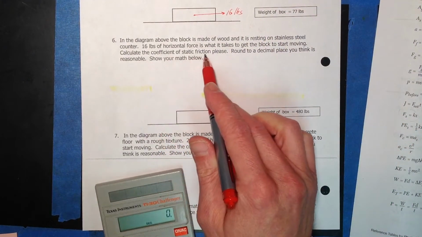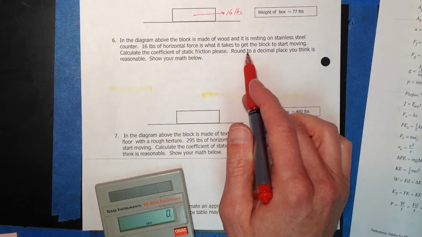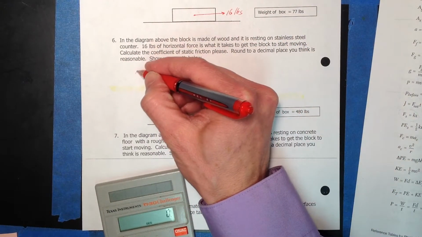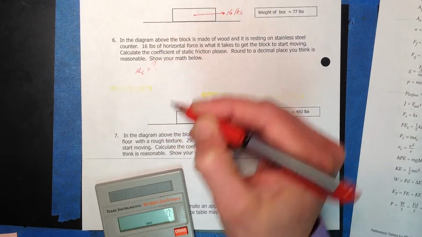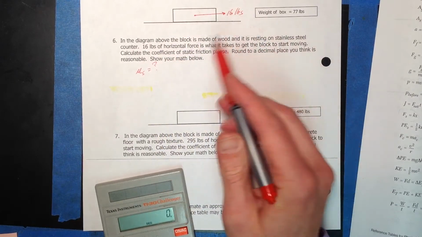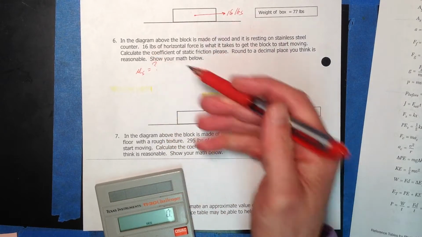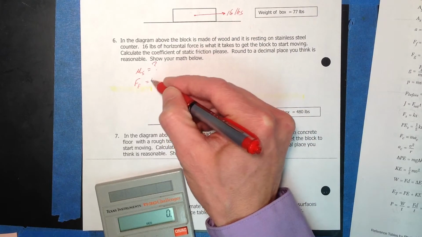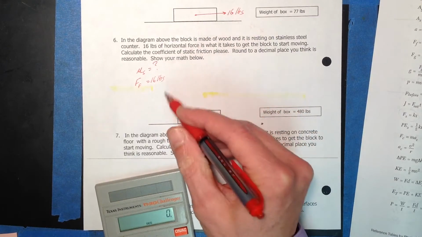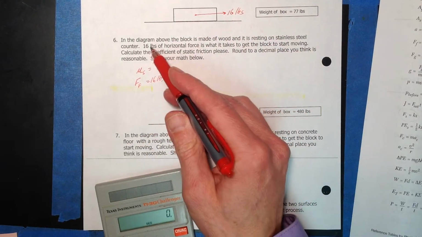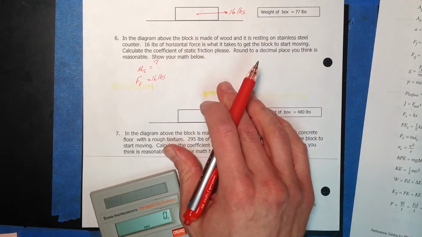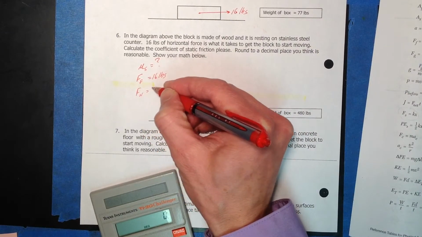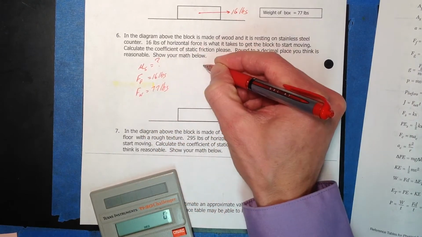Calculate the coefficient of static friction, please. Round to a decimal place you think is reasonable. Show your math. So check this out. This is what we're looking for, this is our question mark. What do we know? We know the force just to get it moving, that 16 pounds, is the force of static friction in that case. Because you have to just overcome that to make it move, and that's key to this. And the weight of the box is 77 pounds, therefore the normal force will also be 77 pounds.